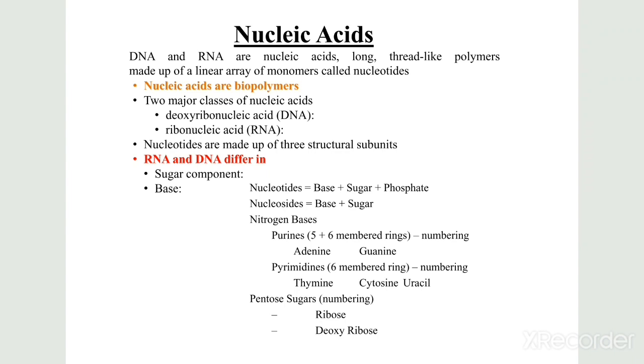If we see the sugars, pentose sugars are used, ribose and deoxyribose. Ribose is used in RNA while deoxyribose is used in DNA. Nucleic acids are formed by multiple units of nucleotides. A nucleotide is made up of base, sugar and phosphate group. But if we remove the phosphate group, then it is called a nucleoside, that is made up of base and sugar.